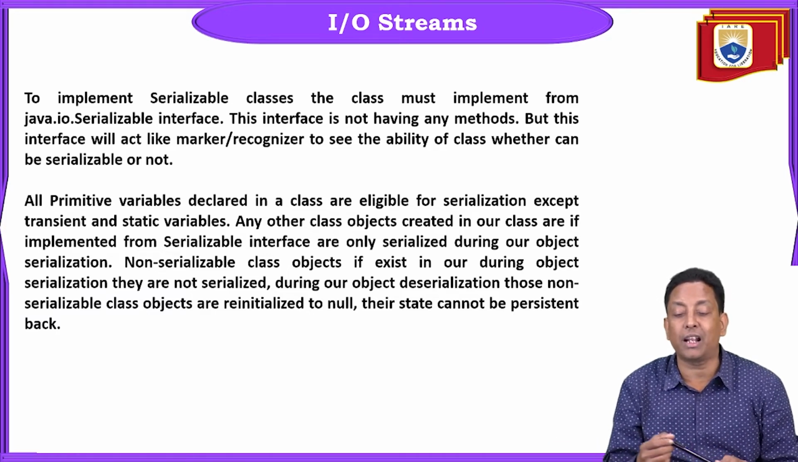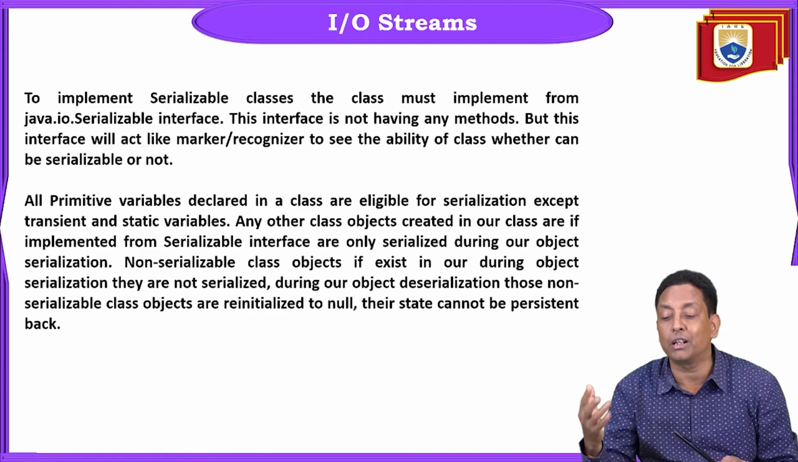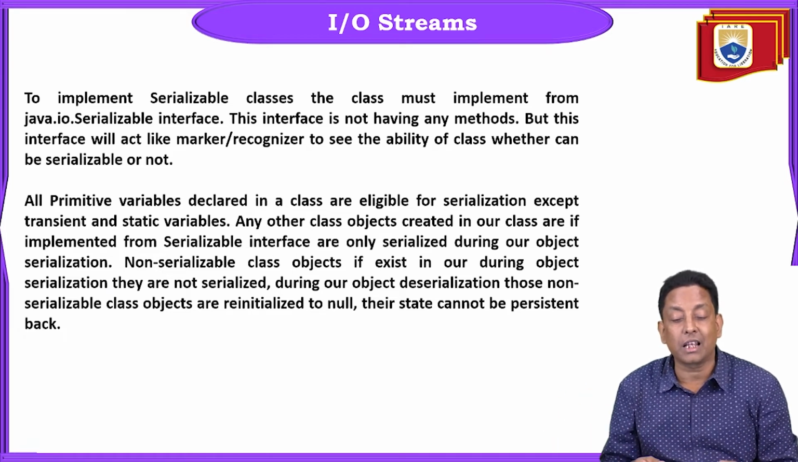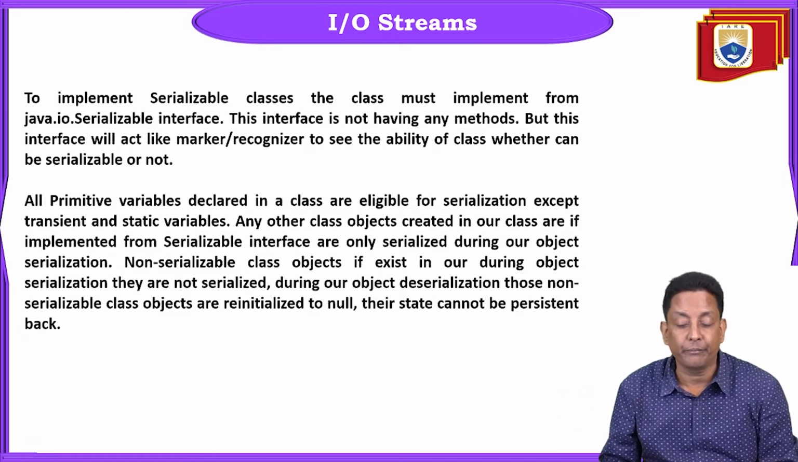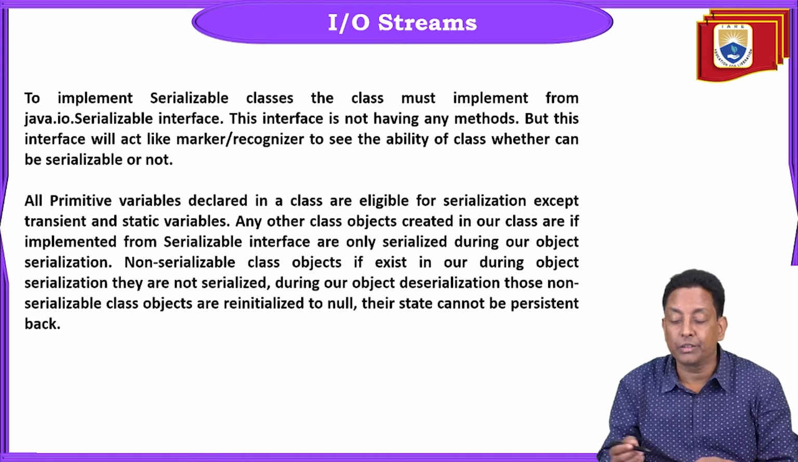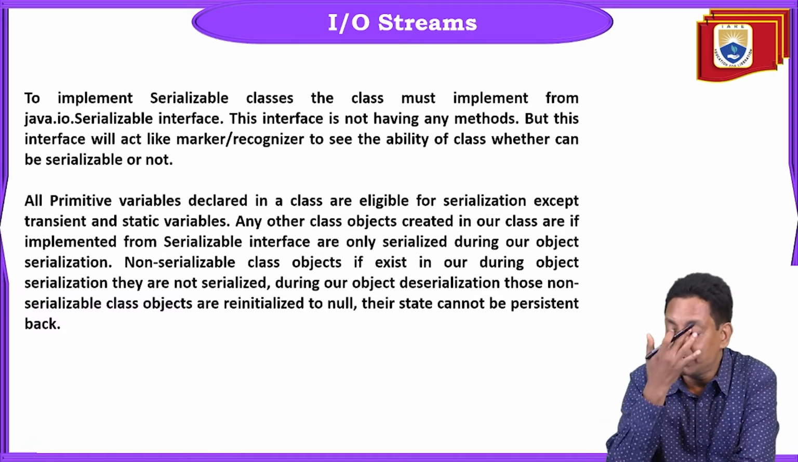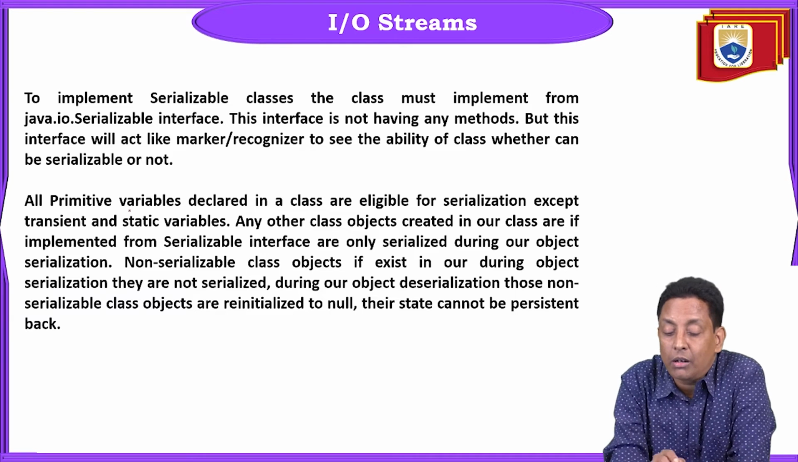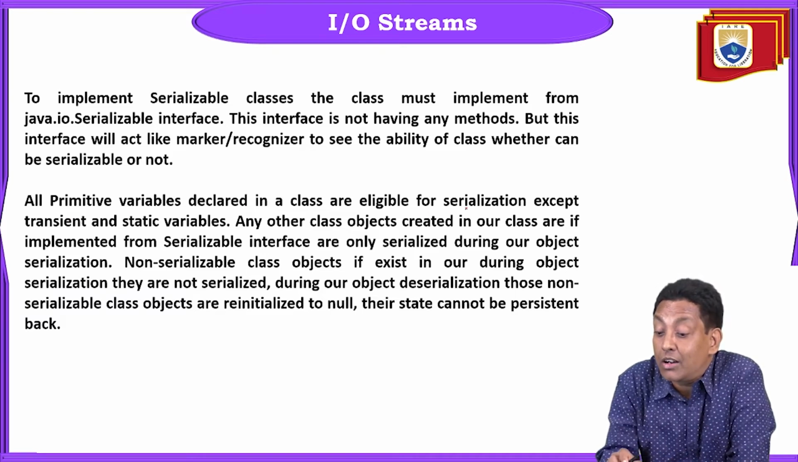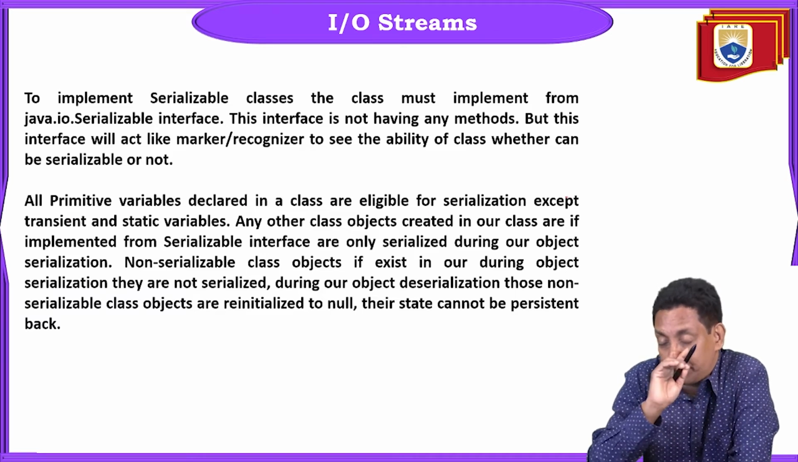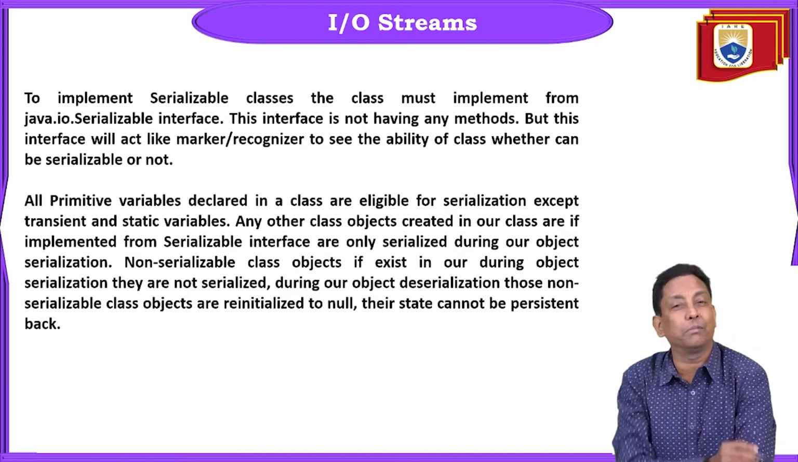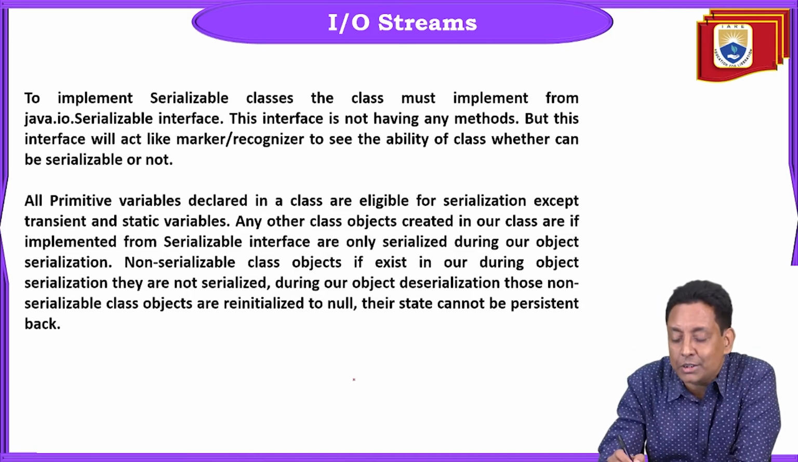But this interface will act like a marker or recognizer to see the ability of a class, whether the class can be serializable or not. That's what it is. All primitive variables declared in a class are eligible for serialization except transient variables. Transient is one access modifier, right?